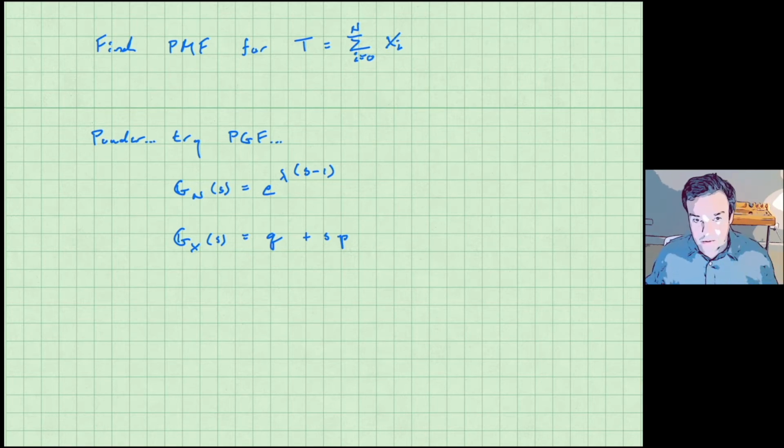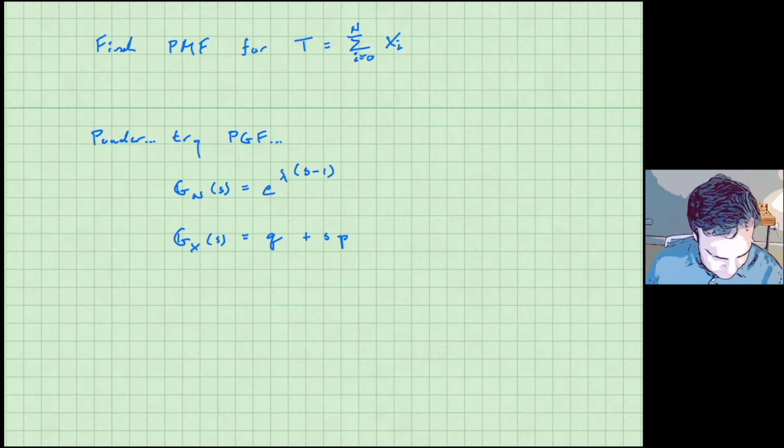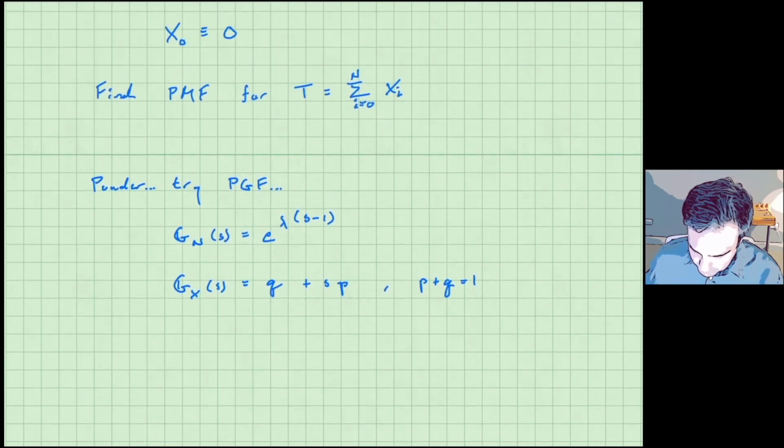There's no more values. Sorry, did I say? Yeah, s to the 1. So X equals 0 or X equals 1. Those are the only 2 possibilities for this. And we have this restriction p plus q is 1. Okay, so we have those two probability generating functions.